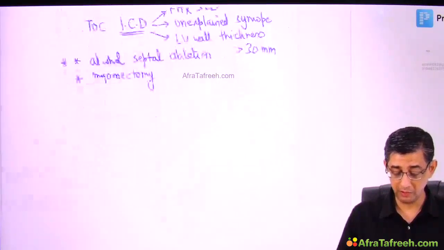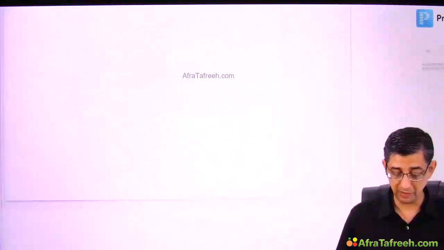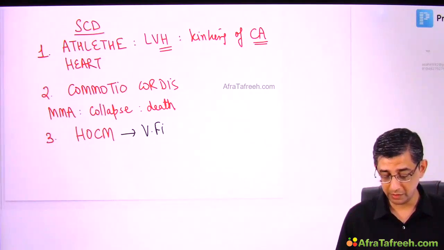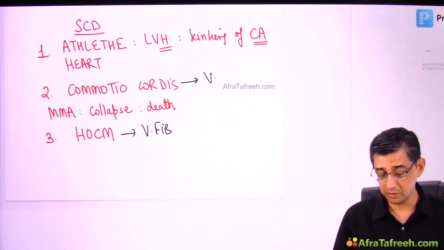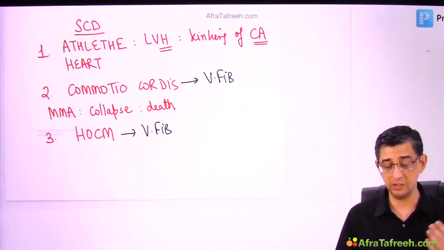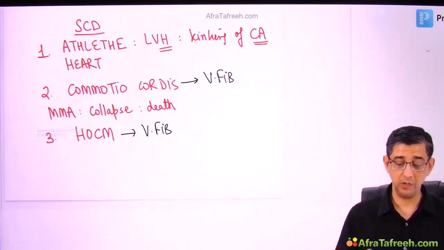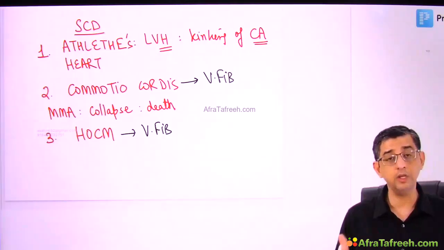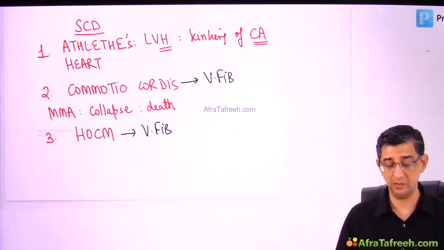Over and above this, I once again want you to be very clear about why a HOCM patient is dying. I hope you recall that that is ventricular fibrillation. If he says what is the cause of death in commotio cordis, like this mixed martial arts guy got a punch to the chest, it is ventricular fibrillation. If it is going to be athlete's heart, then yes, it is kinking of the artery. So there's a coronary ischemia that can again trigger any kind of arrhythmia.